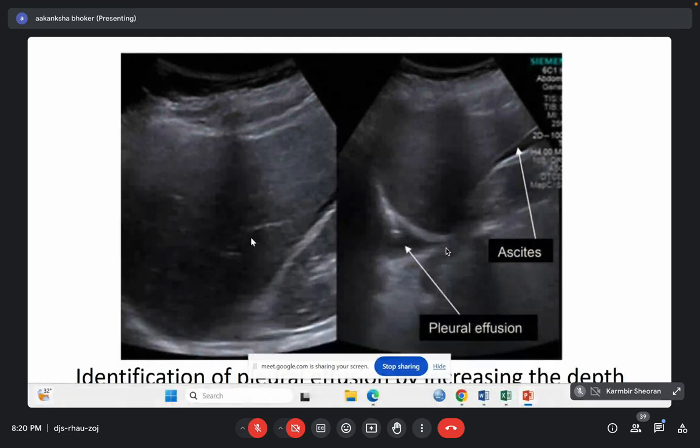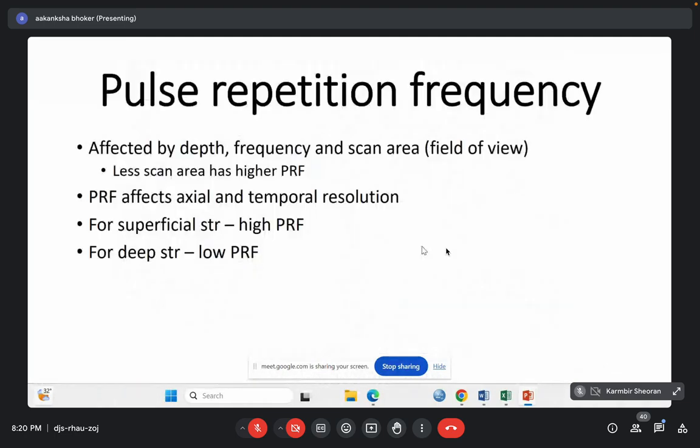Another thing is, here we can see this organ in depth, but we need to completely visualize it. If we are scanning at this depth, we may miss some lesion. So for once we may have to increase the depth. And when the depth was increased, this is the liver, and this is the diaphragm, the lung diaphragm interface. Cranial on the left side is the thoracic cavity, and this black is the effusion in the lungs. So when we increased the depth, at the same time we could identify the pleural effusions.